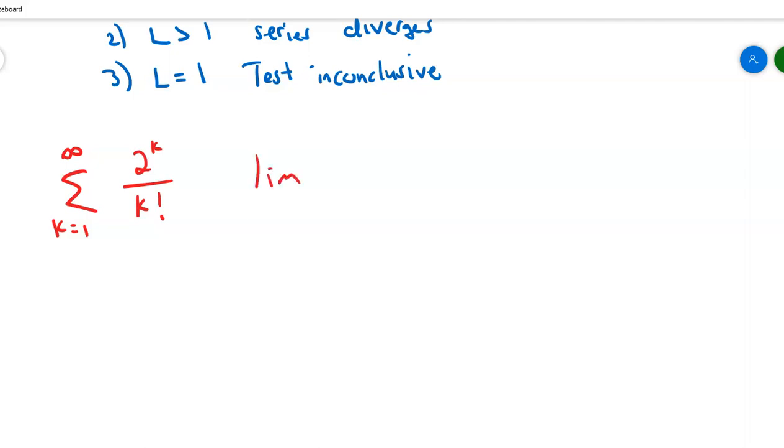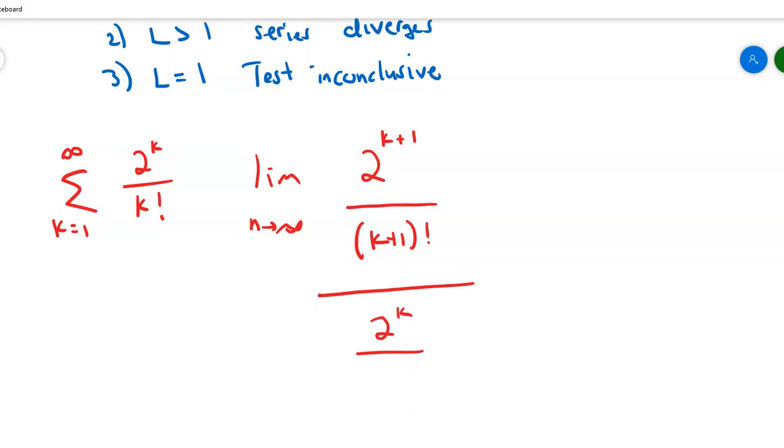I'm going to take the limit as n approaches infinity of the n plus first term. Well, the n plus first term replaces all those k's with k plus 1. So I get 2 to the k plus 1 over k plus 1 factorial. And now I'm going to divide it by 2 to the k over k factorial. Remember the old rule about invert and multiply? So I get 2 to the k plus 1 over k plus 1 factorial, now multiplied by k factorial over 2 to the k.